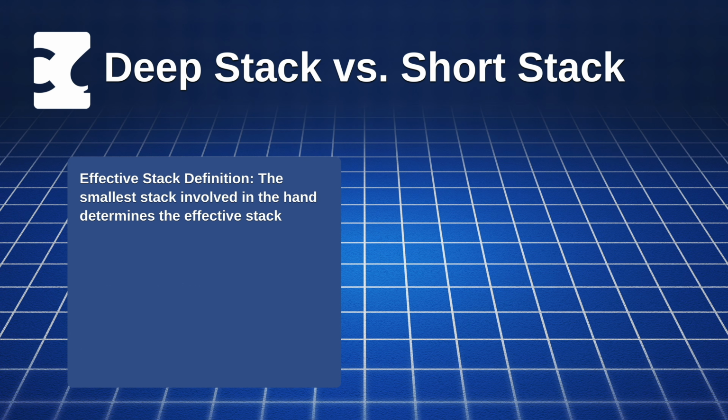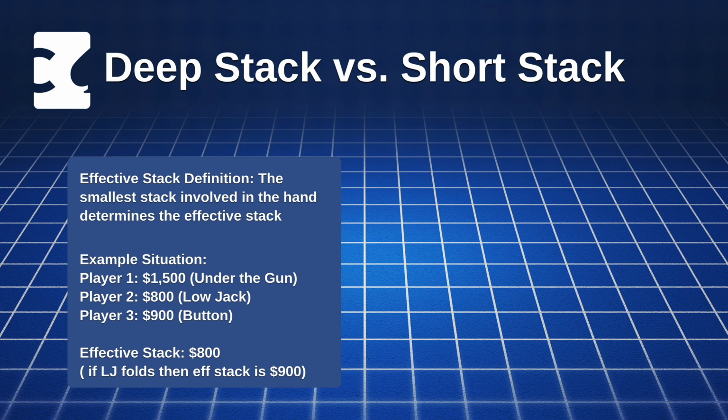As an example, if I'm under the gun with $1,500, the low jack's in the hand, he has $800, and the button's in the hand with $900. We are $800 effective because you always take the lowest stack. If the low jack were to fold after the flop, then we're 900 effective with the button.